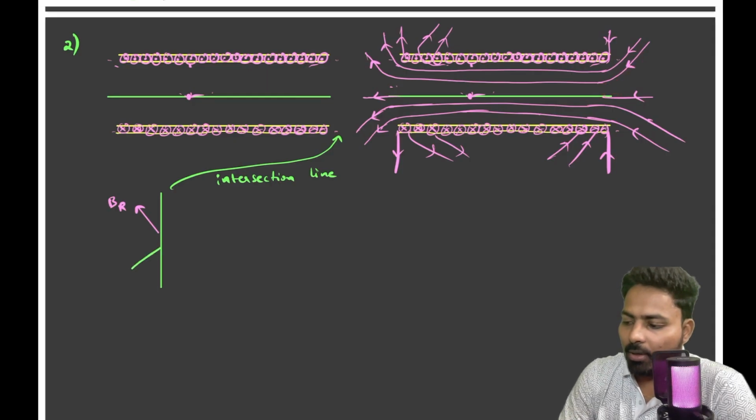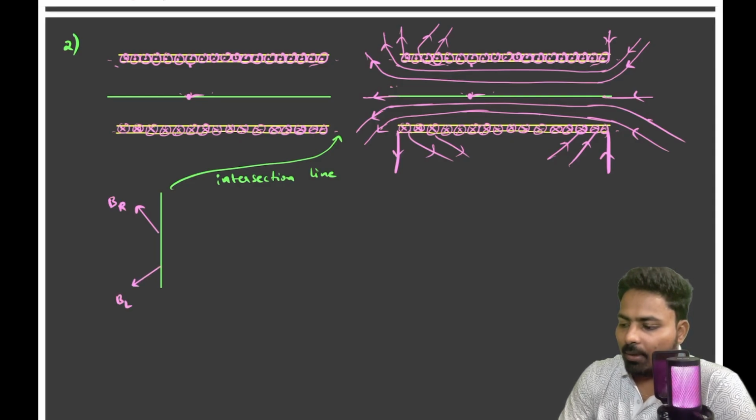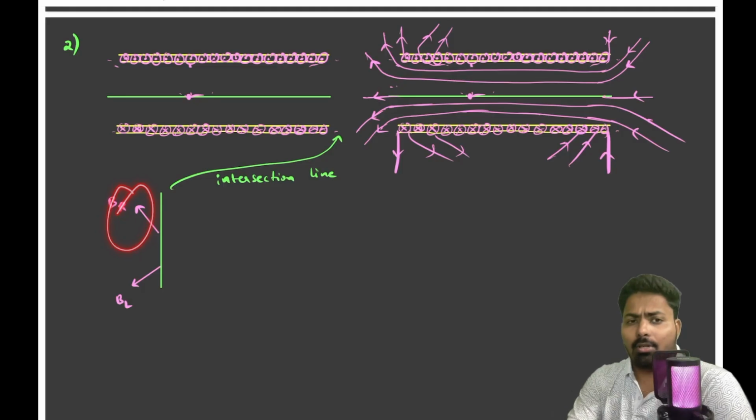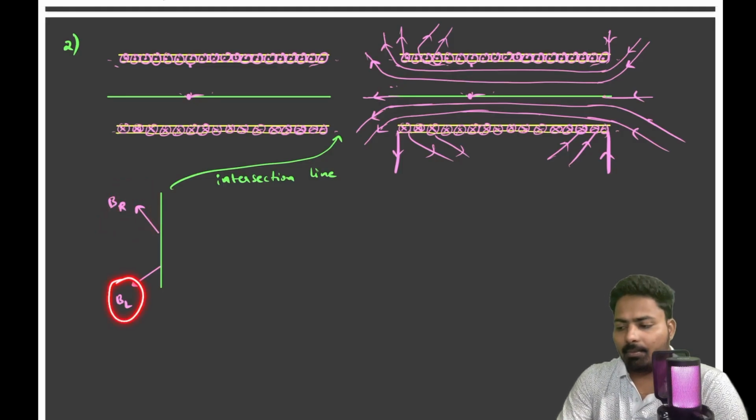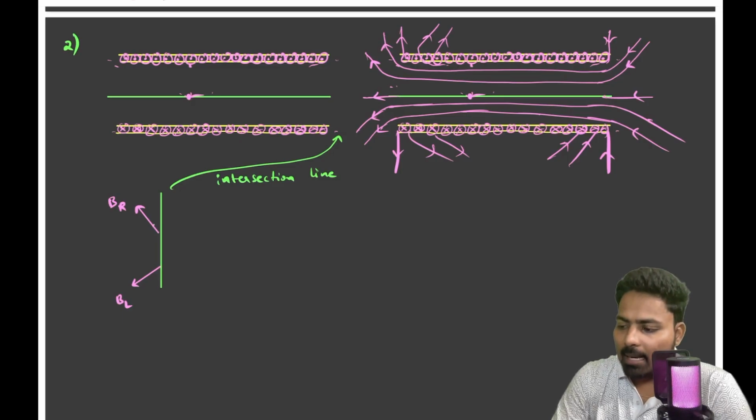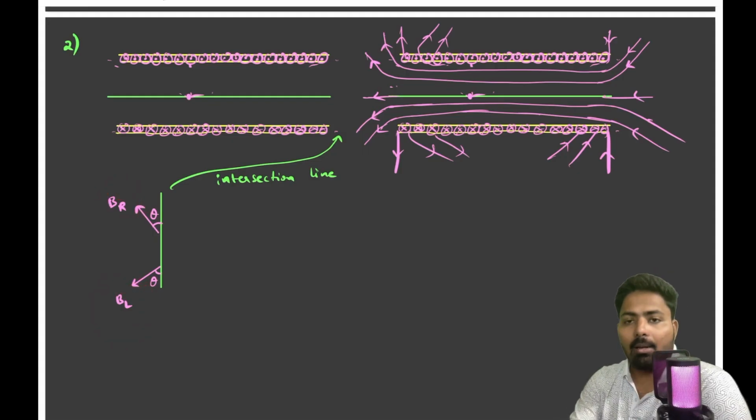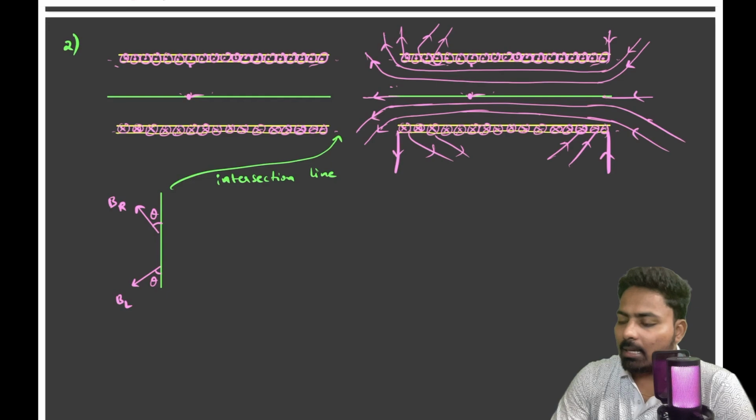That means this is how it will be. It will be like this, right? So this is B left, and magnitude wise, due to symmetry, it will be the same. The direction is different, but the magnitude is the same. Let's say this angle is some theta, so this angle will also be theta. As I said, magnitude wise both are the same. So simply, magnitude wise, due to symmetry, BR will be equal to what?